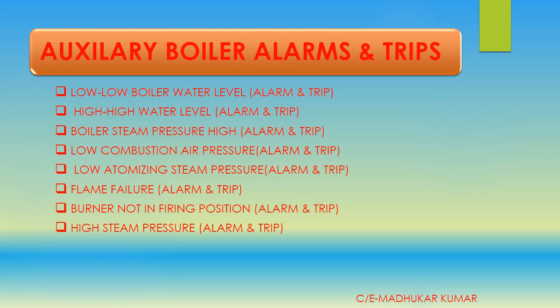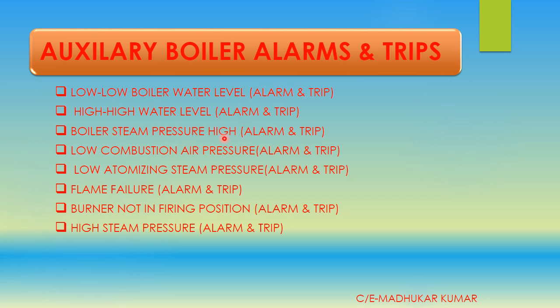Now the alarms and trips, which is a very important part. Low boiler water level alarm and trip: if you have not responded to the low water level alarm, the water level goes down further, and the low water level alarm and trip will come, so the boiler will shut down. High water level, same thing: if you do not respond to the high water level correctly, the high water level alarm and trip will come and the boiler will shut down.